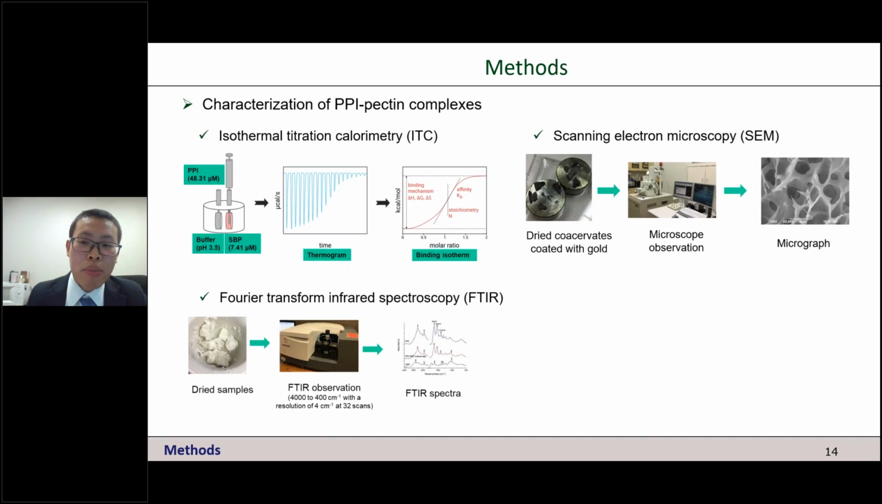Additionally, we elucidated thermodynamic properties in different phase behaviors using isothermal titration calorimetry and scanning electron microscopy, and further elucidated the covalent bonding of PPI and pectin using FTIR.